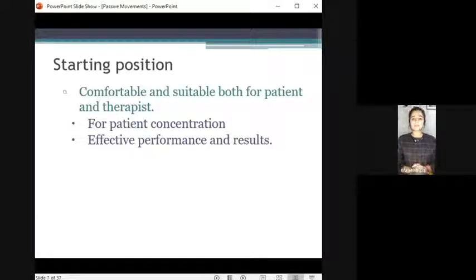Starting position. It must be comfortable and suitable both for the patient and the therapist. Why the therapist? Because the therapist is performing these movements. So the start position of the therapist must be comfortable and suitable. It will help to gain the patient's concentration and effective performance and provides better results.